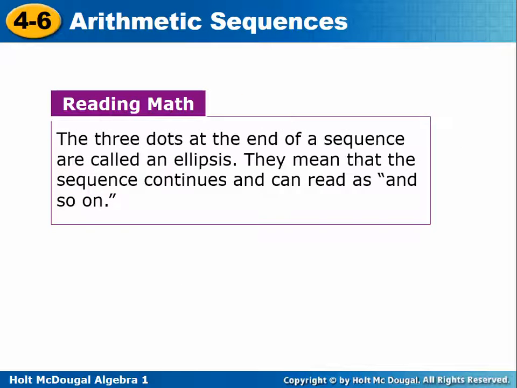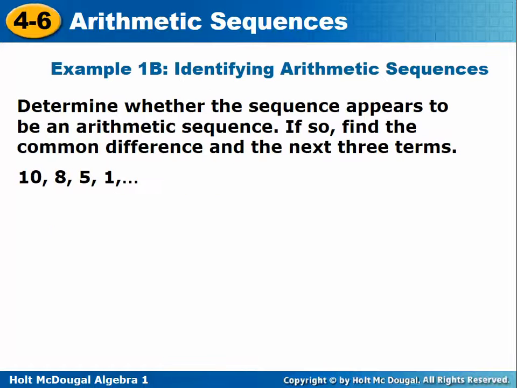Okay, if you see 3 dots at the end of a sequence, they're called an ellipsis, and what they mean is "and so on," and it continues in this same form. So here are those 3 dots at the end. They're called an ellipsis, and they mean it's going to continue in this same form.